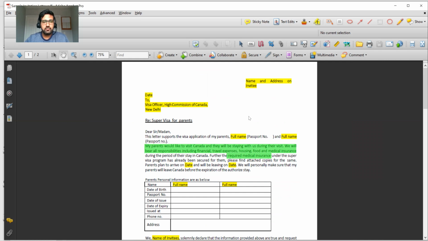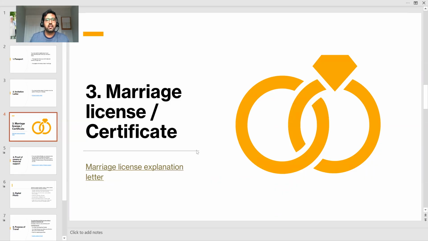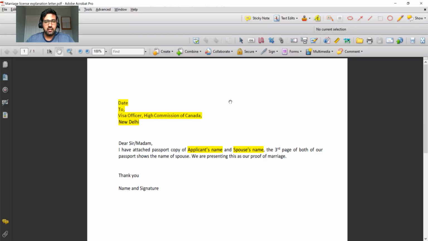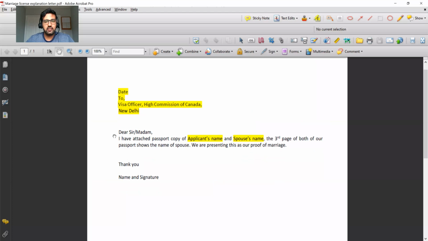Moving forward, the third document is the marriage license or marriage certificate. These are for the parents. What I prepared for this marriage certificate is an explanation letter, and I attached a passport copy of the applicant's name and spouse name.